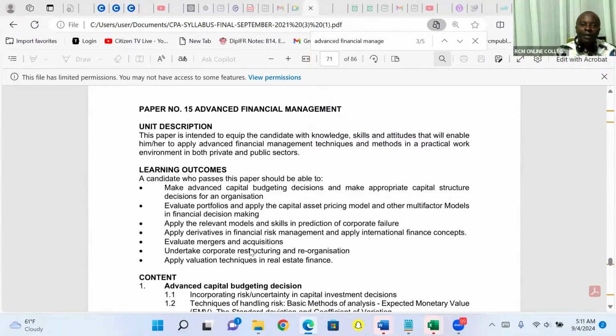Some other amount, buy shares. Some other amount, buy government bonds. Some little amount, put in what we call a money market fund, your emergency fund, which you can withdraw in times of emergencies. So we're going to study portfolio quite a lot, and we're going to see how we can use CAPM to get our cost of capital. CAPM is very, very popular. Then number 3, we should be able to apply the relevant models and skills in prediction of corporate failure.